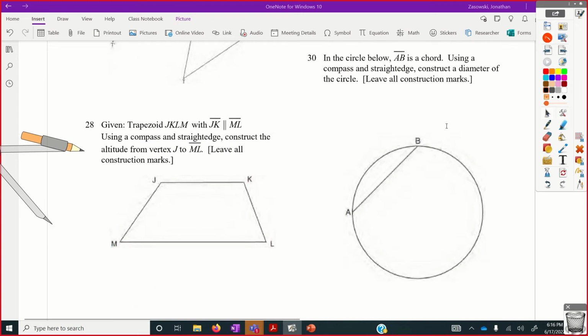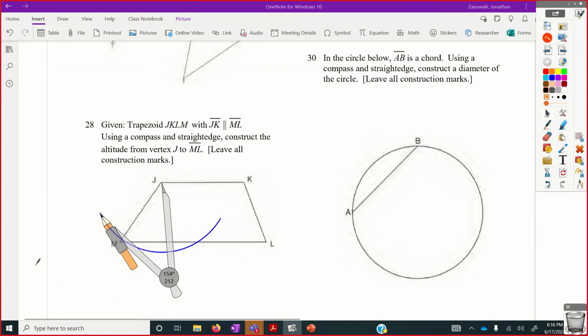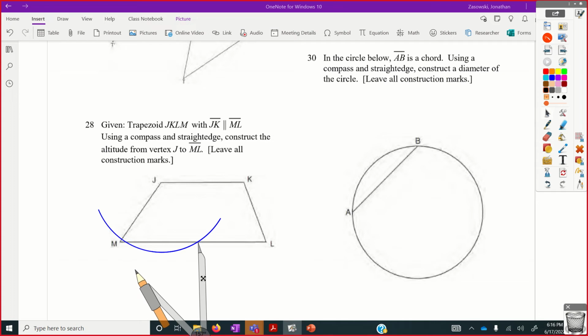This one is construct the diameter of circle. Remember that the diameter and chord are perpendicular, so just a football here. And then the altitude, once again. So this question, Hassan, is basically just, we have to use ML, so we're going to draw a line from J to ML first. As long as it cuts it two times, you're good to go. If it doesn't hit it two times, let's say it only hits once, the circle is too big, extend that line out, and then we're going to make a football for these two intersection points right there.